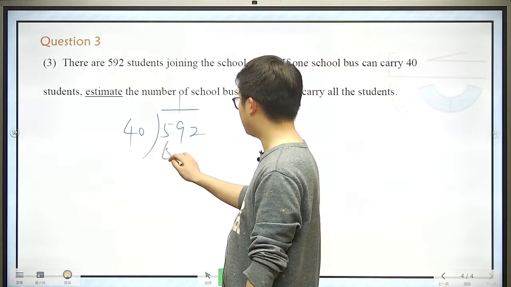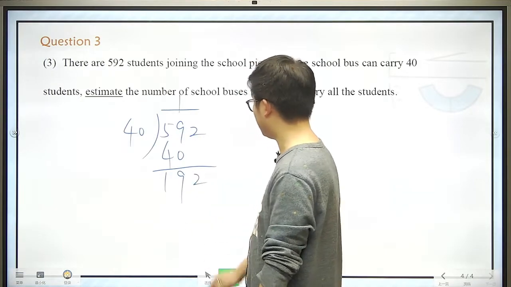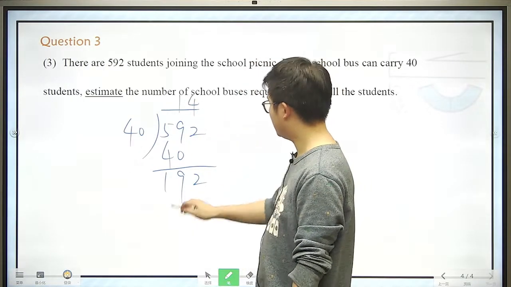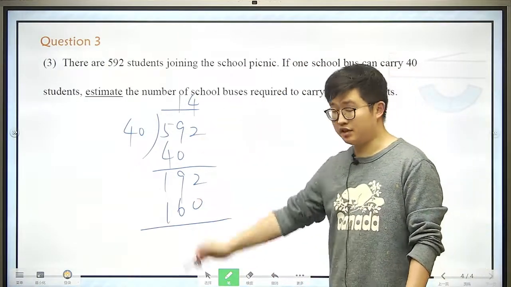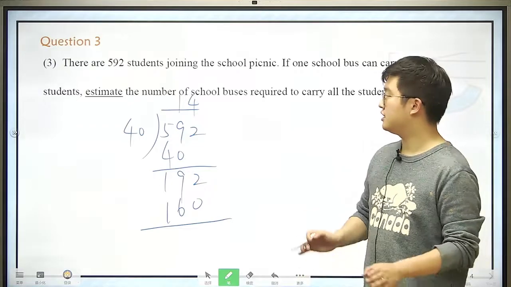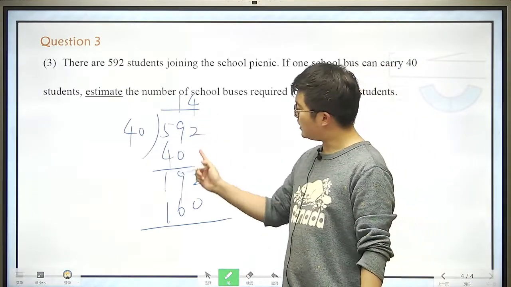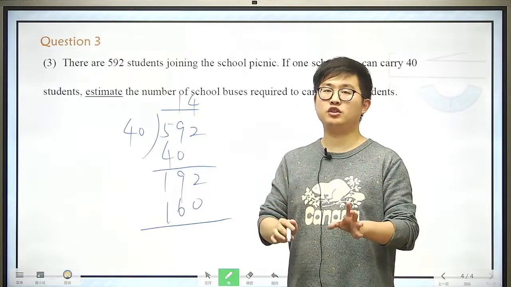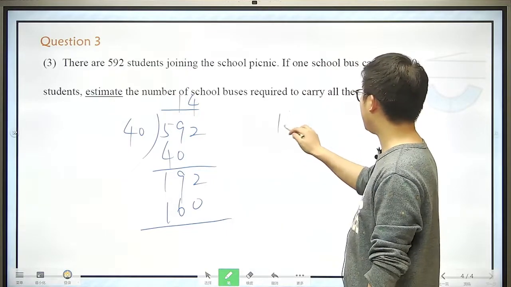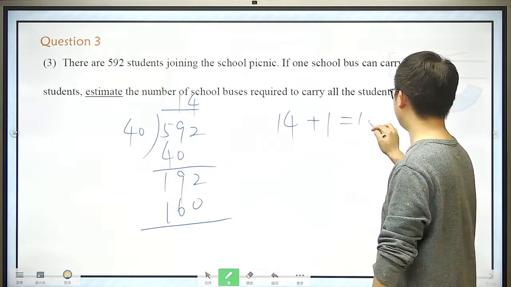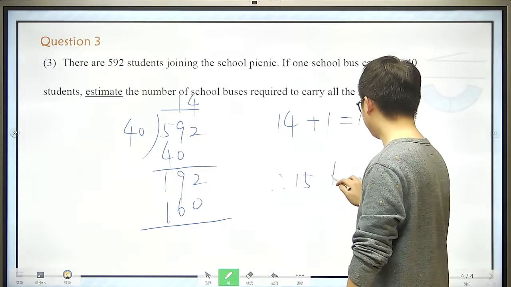Here goes 1, here goes 40, 19's left, plus 2, and we got 4 here, 116. Now, we can continue this because it's not finished, but it's enough for this question, because we know that we need more than 14 buses. So at least how many? At least 14 plus 1, which is 15 buses. So the answer would be 15 buses.